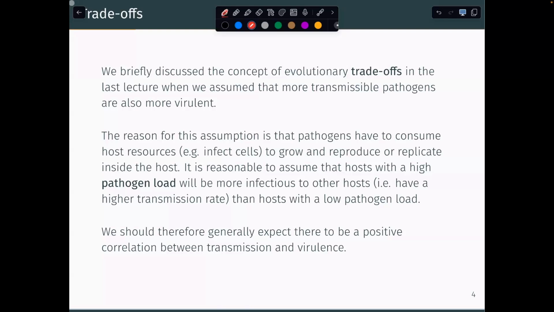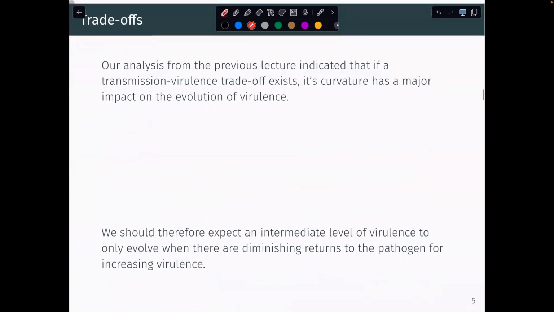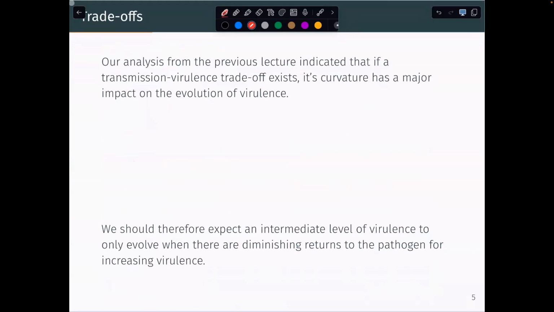Okay, so we might expect there to be hosts that have a high pathogen load. This idea of a pathogen load, you can think of just as the total burden of a pathogen, or even just the total number of pathogens inside, that they'll be more infectious to other hosts. So they have a high transmission rate associated with a higher pathogen load. And then hosts that have a low pathogen load have a lower transmission rate. So in other words, we should expect some positive relationship. And so why does this trade-off matter?